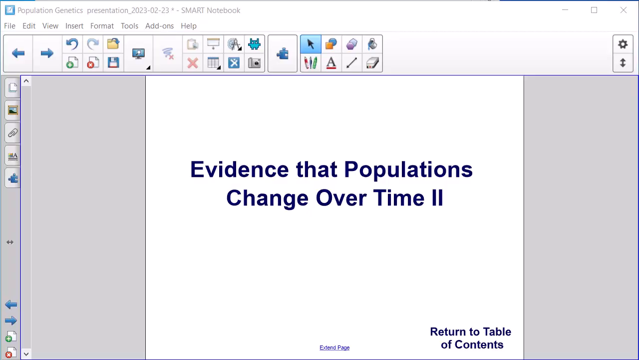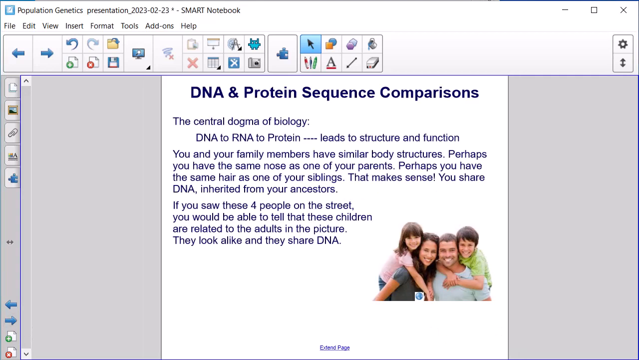Evidence that populations change over time, Part 2. DNA and protein sequence comparisons. The central dogma of biology, that DNA to RNA to protein leads to structure and function.